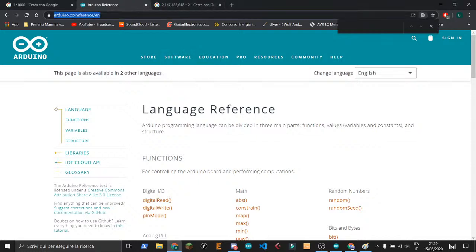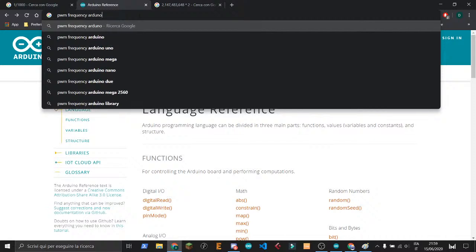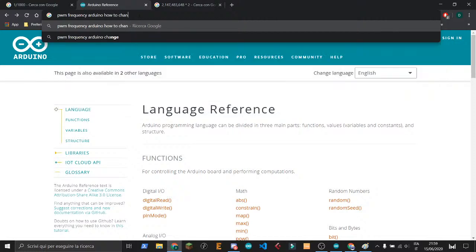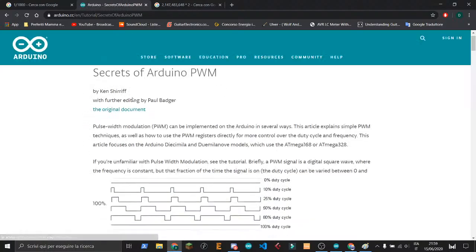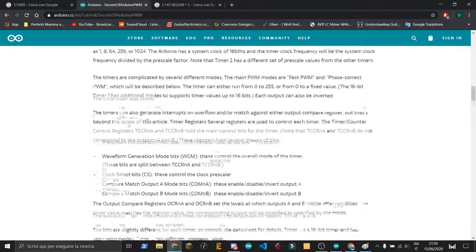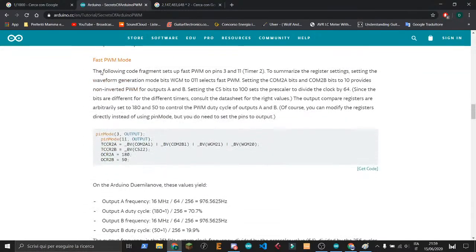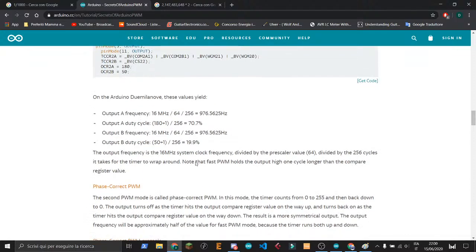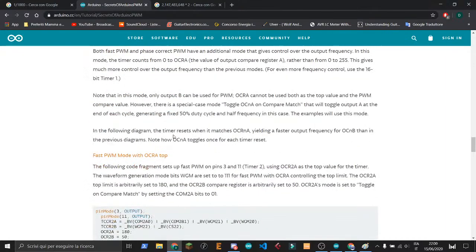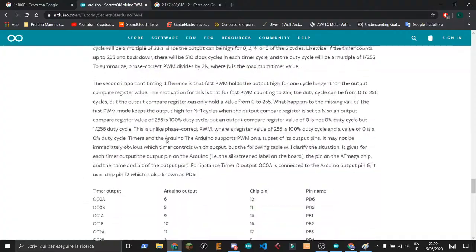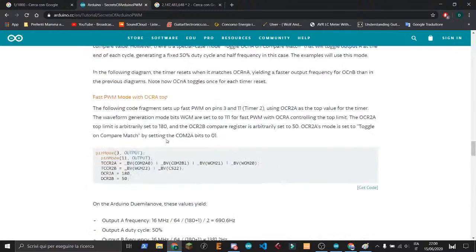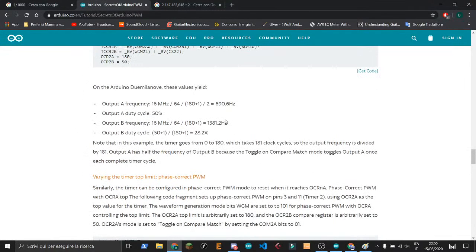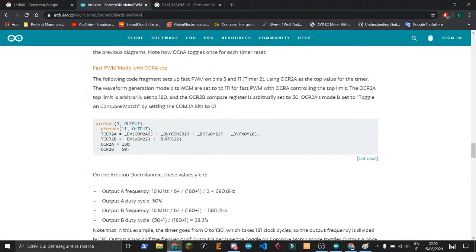PWM frequency Arduino. Arduino how to change, we search secrets of Arduino. Okay, fast PWM mode. The following code fragment sets up fast PWM on pins 3 and 11, timer 2. No, timer top lane, no. I don't remember actually how I did it, but it should be something like this.